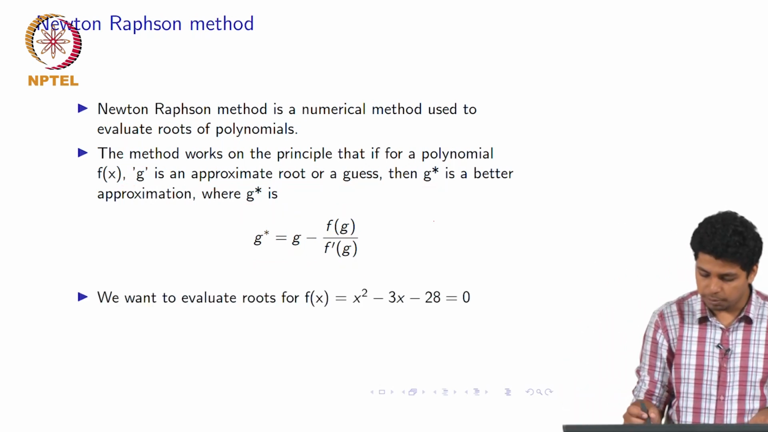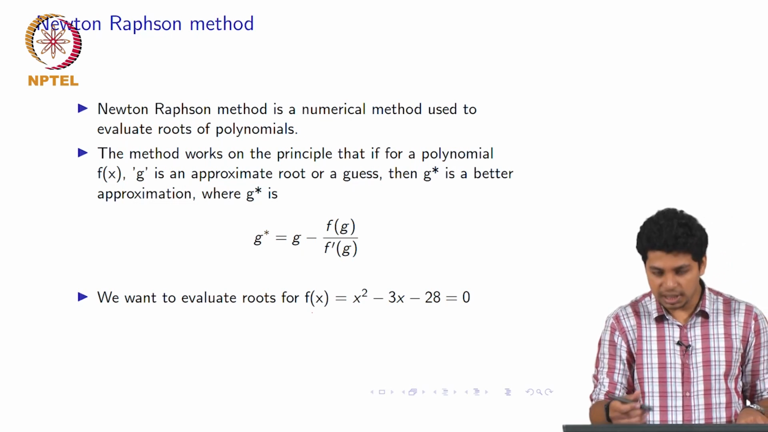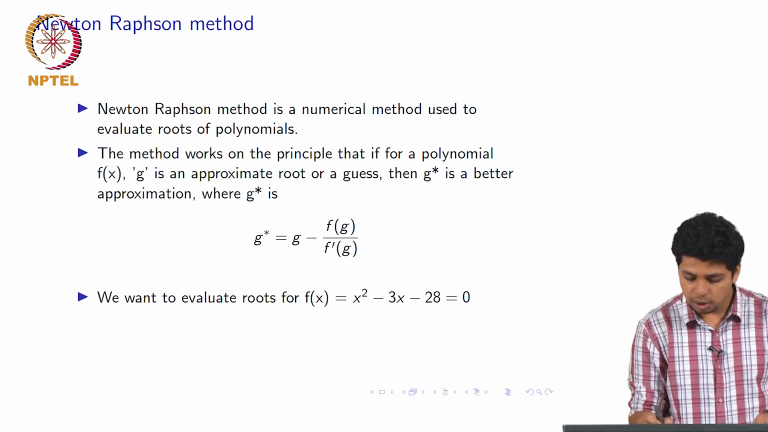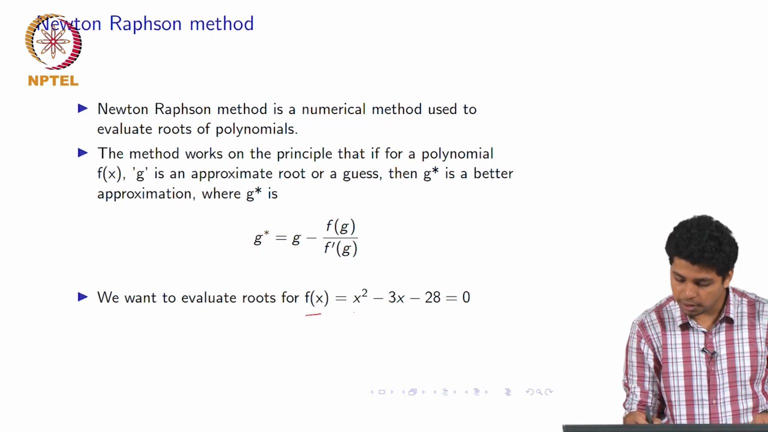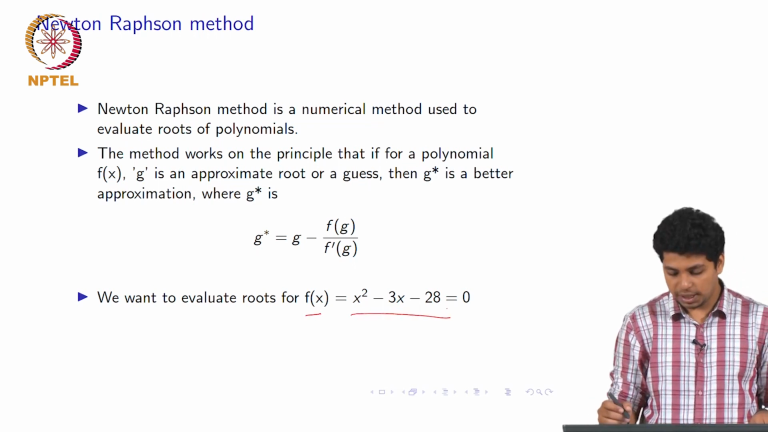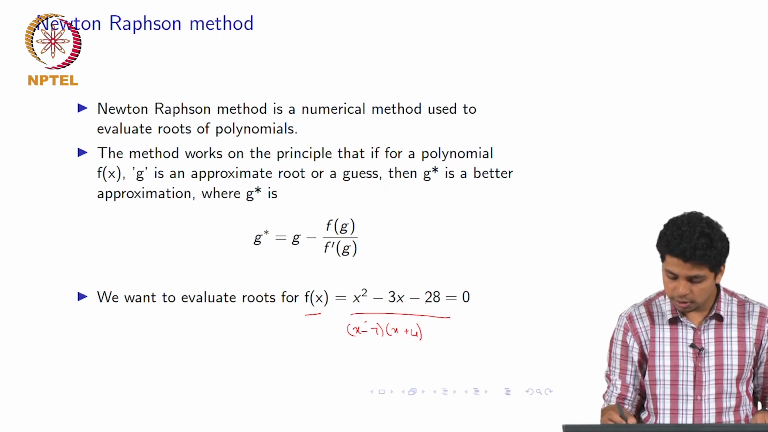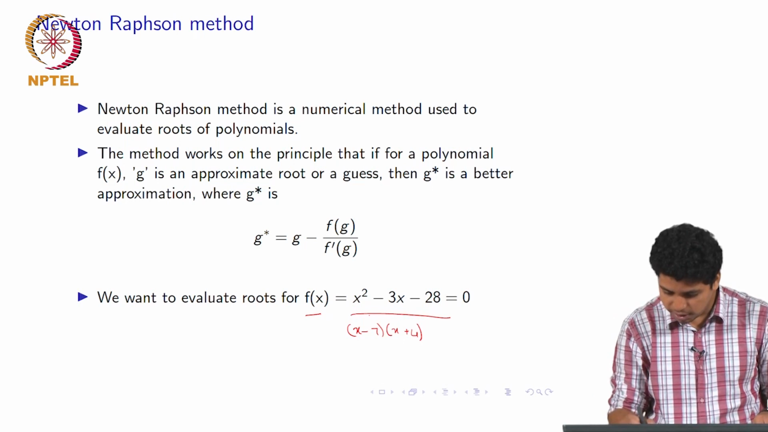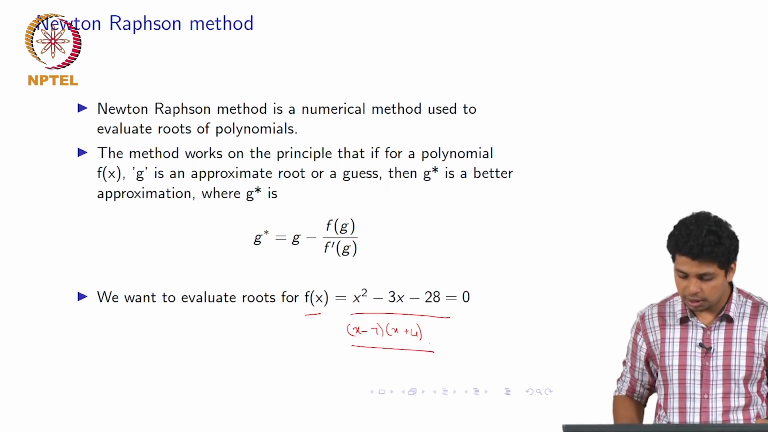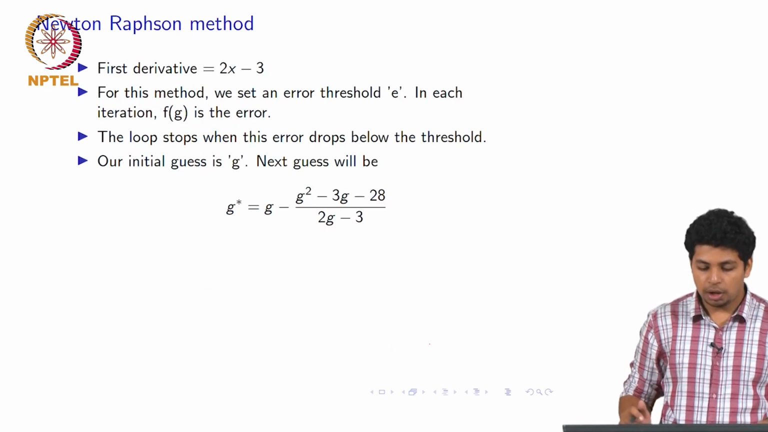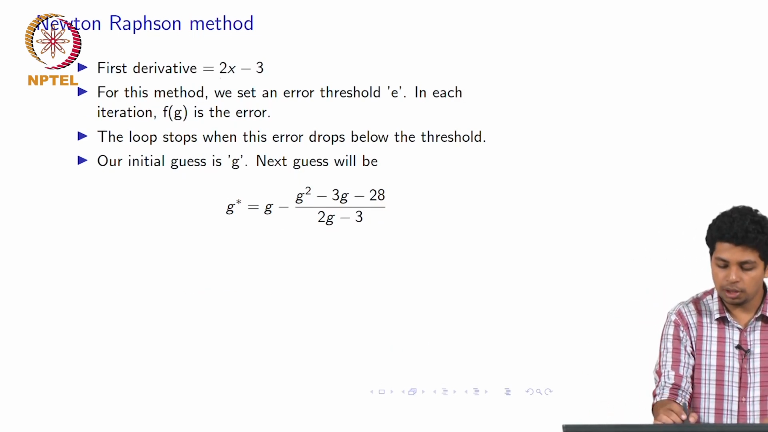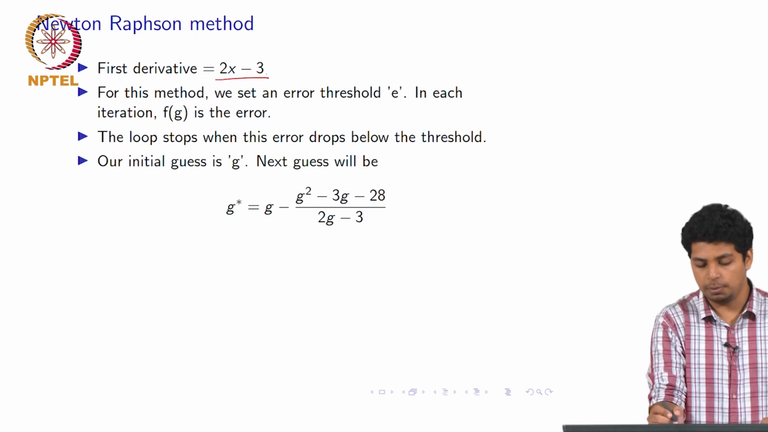Now we will take an example, and we will use a simpler example just because we want to understand the Newton-Raphson method. So say we want to evaluate the roots of f of x equal to x square minus 3x minus 28. Now here, just for our own sake, we know that we can factor this. It is x minus 7 into x plus 4. This is the solution that we already know. So we will keep this just for our sake, and we will see how the Newton-Raphson method is evaluating the answers. Now according to the Newton-Raphson method, we first want to calculate the first derivative. So 2x minus 3 will be the first derivative.